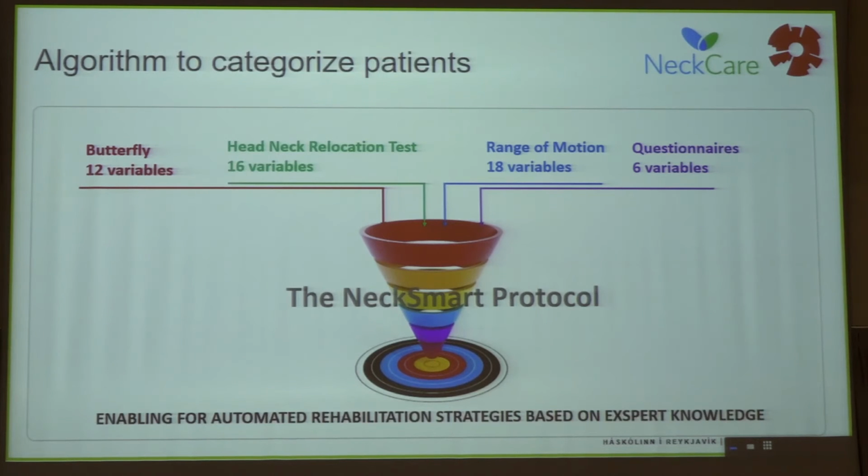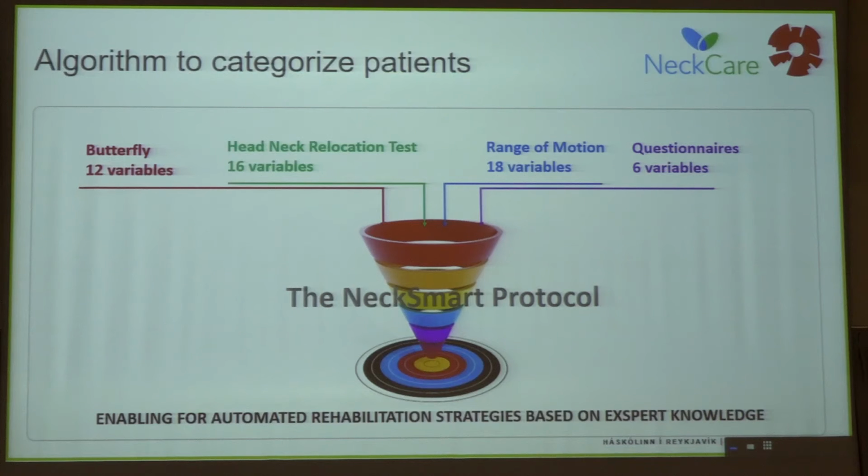Now, this session is obviously about artificial intelligence and machine learning. Even though we're not quite there yet, that's where we're heading. For each of these tests, we have a significant number of variables, in conjunction also with the questionnaires about how the people are feeling. Taking these data and throwing them into the number cruncher gives us a classification, a triage of categorizing the subjects, the patients.